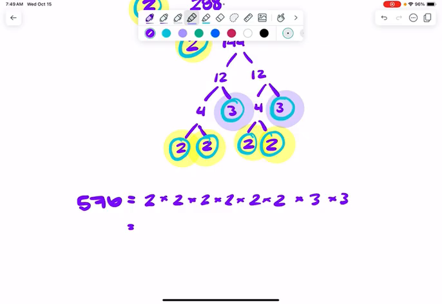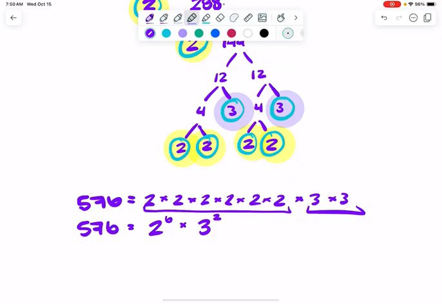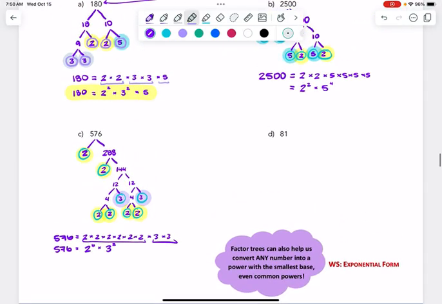Okay, now to write this in exponential form, I have 6 2s, so I have 2 to the power of 6. I have 2 3s, so I have 3 to the power of 2. And this here is the exponential form of the number 576. Okay, my first 3 examples here all were the exponential form of numbers that aren't really nice to put in exponential form. They're pretty complex.